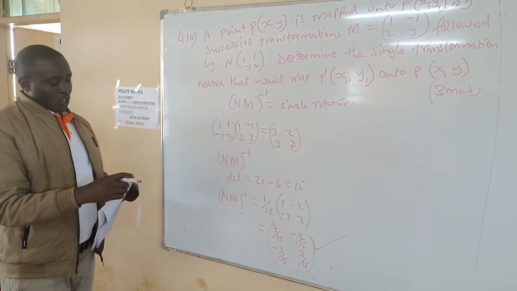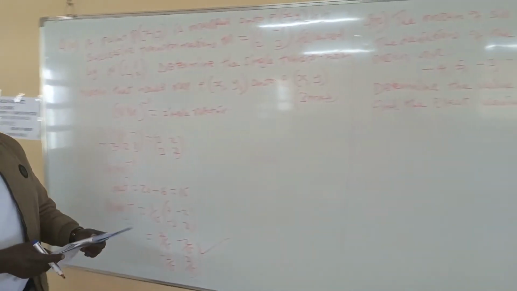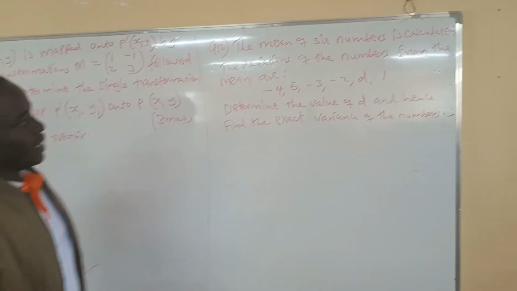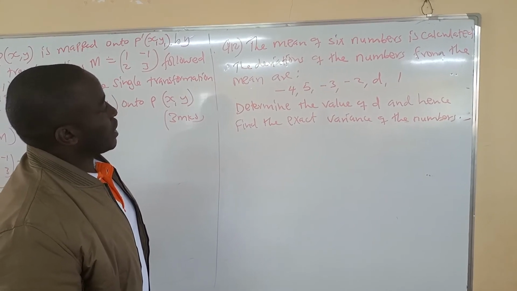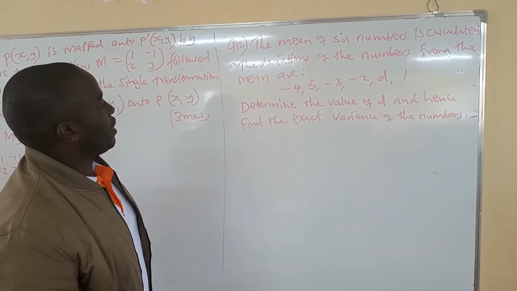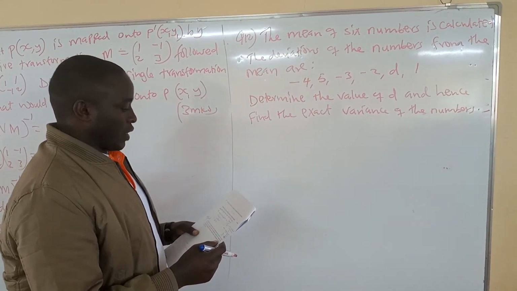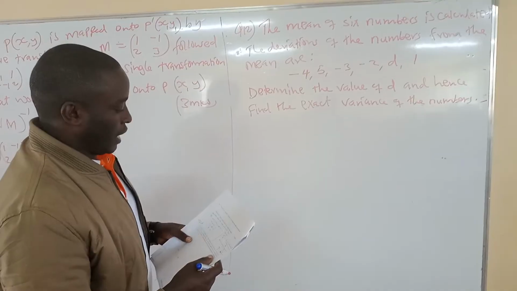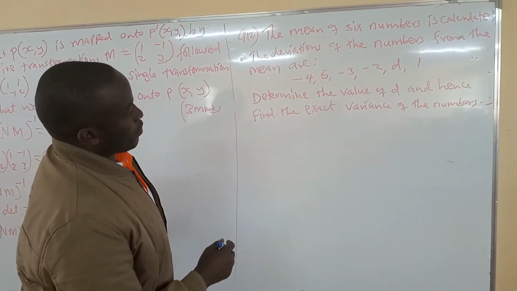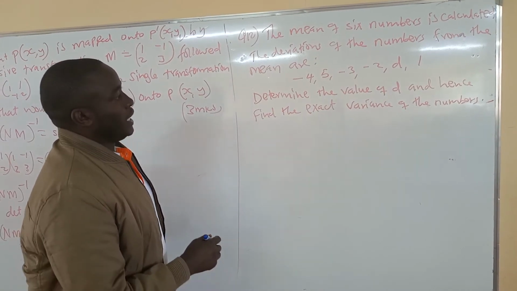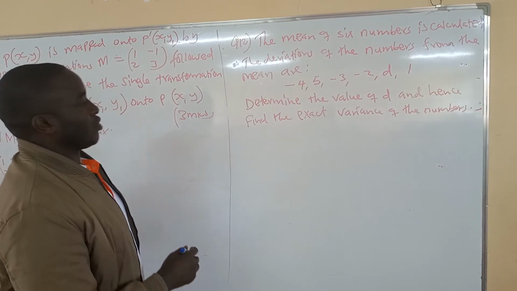Then we go to question number 12. I want to do question number 12. The question reads that the mean of 6 numbers is calculated. The deviations of the numbers from the mean are negative 4, 5, negative 3, negative 2, d, and 1. Determine the value of d and hence find the exact variance of the numbers.